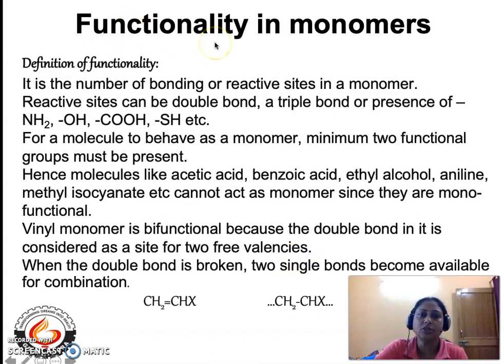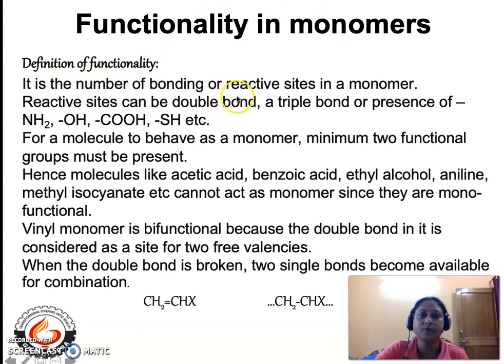Another terminology which we will come across frequently while studying polymers is functionality. We know that monomers are small repeating units in a polymer. So can all molecules behave as a monomer? No. So what are the criteria that an organic molecule has to meet to behave as a monomer? Here comes the concept of functionality. How will you define functionality?